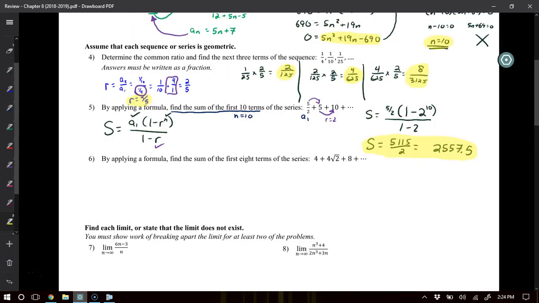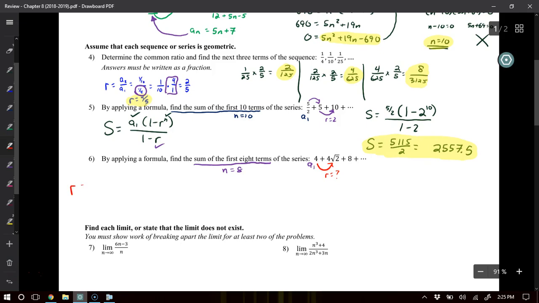By applying a formula, find the sum of the first 8 terms of this series. So again, a little bit interesting. We want to find the sum of the first 8 terms using the formula. So n is 8. I know my A1 is 4. I guess I have to figure out what's my ratio. What am I multiplying by on here?